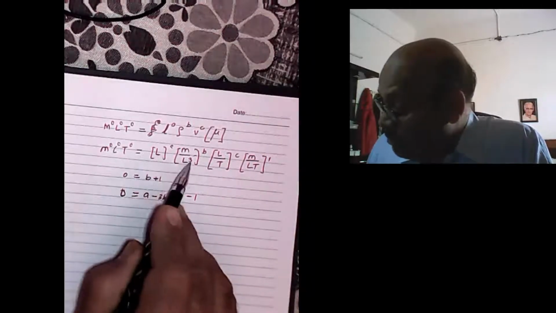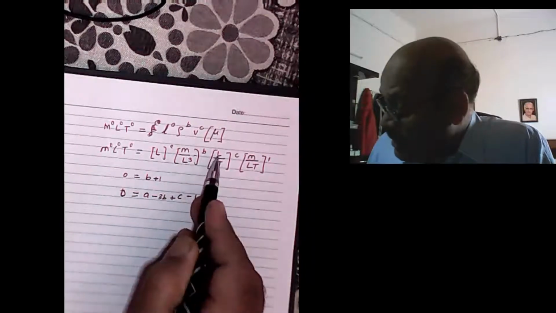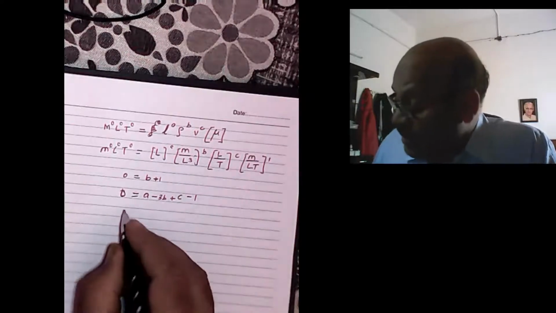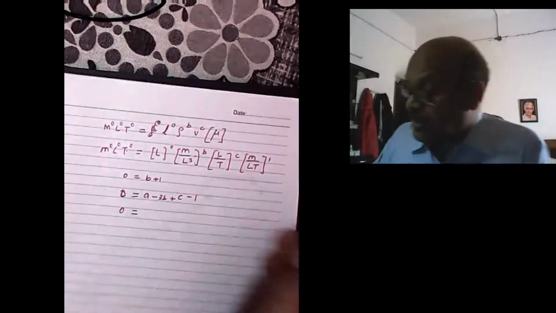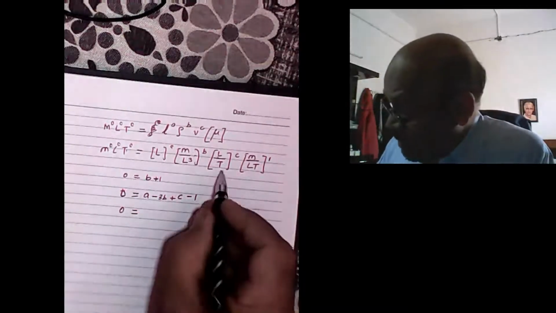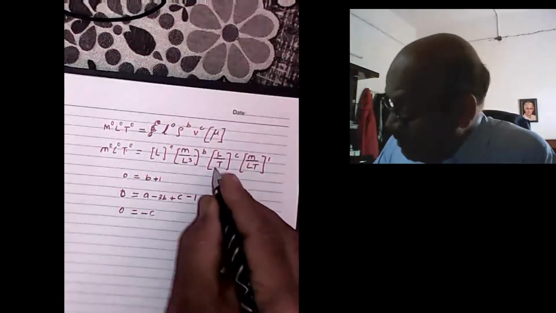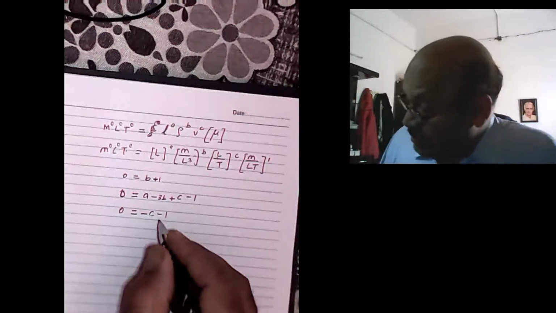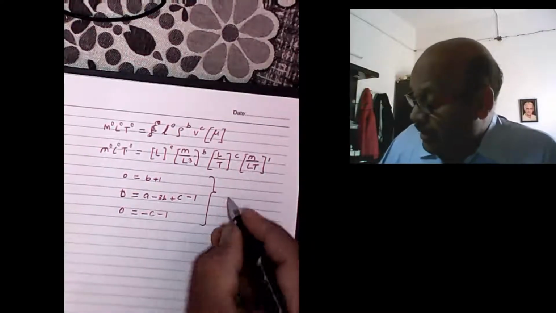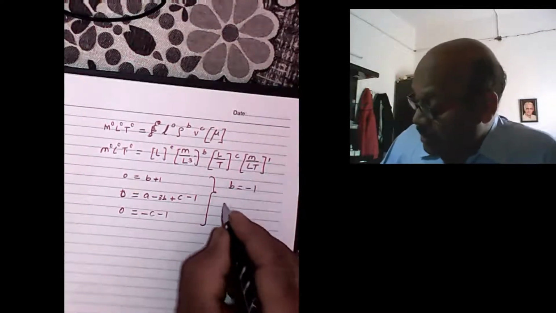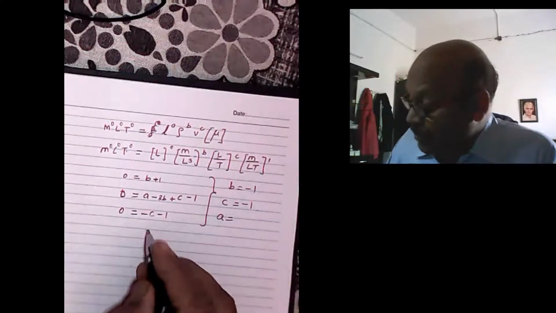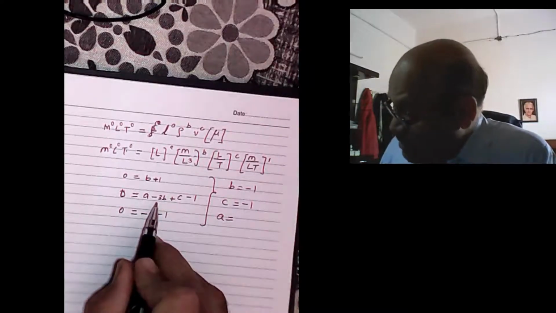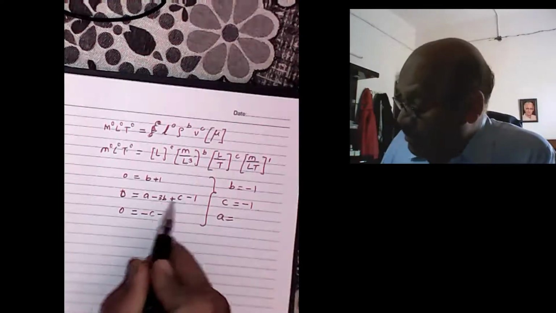A minus 3b plus c minus 1. And here 0 equal to t raised power 0. So consider all the t terms. So it will be minus c minus 1. Okay. So from here you get b equal to minus 1, c equal to minus 1, and a equal to, this is plus 3, minus 1 minus 1.